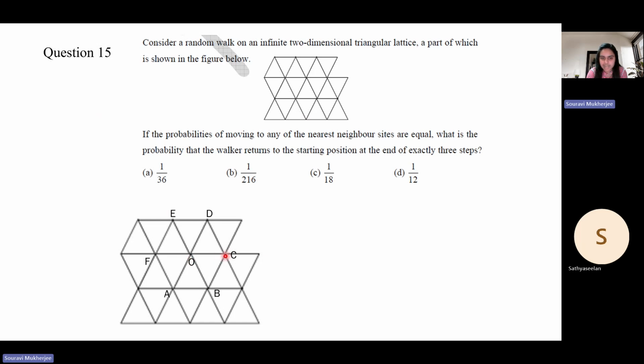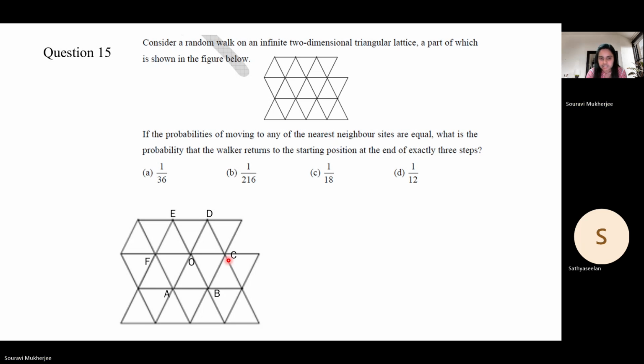So at each point, how many possibilities are there? You have come from here to here. So you can either go here or you can go here. Similarly, for point A, you can either go to B or you can go to F. For point F, you can go to A or E. For point E, you can go to F or D. For point D, you can go to E or C. So for the second step, you have 2 out of 6 possibilities.